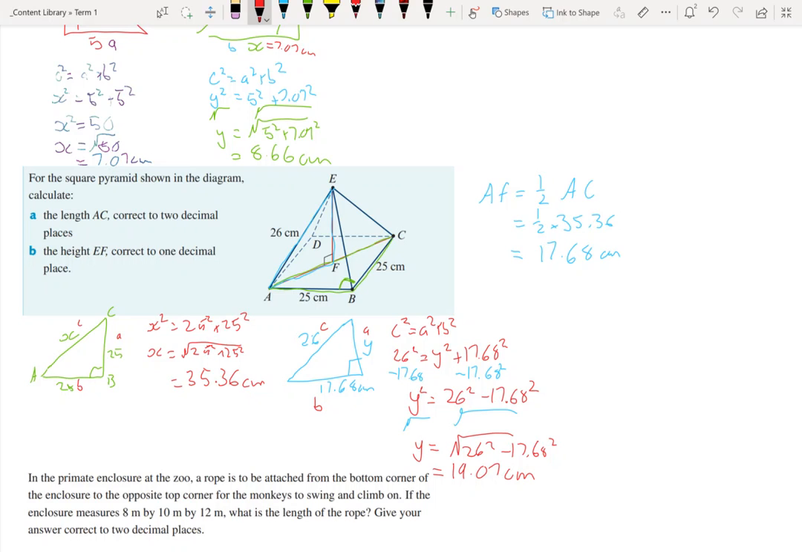It has asked for 1 decimal place there, but always go to 2 is a good rule of thumb. That way you're always practicing what you need to do.